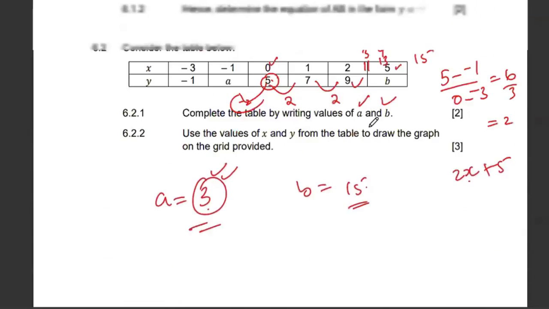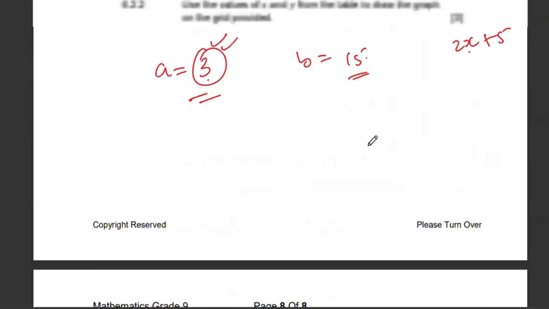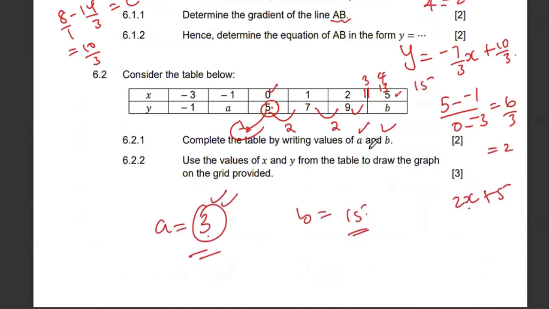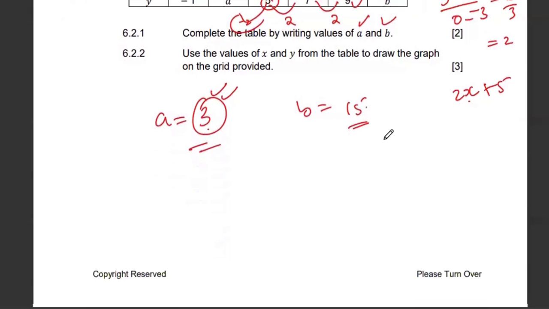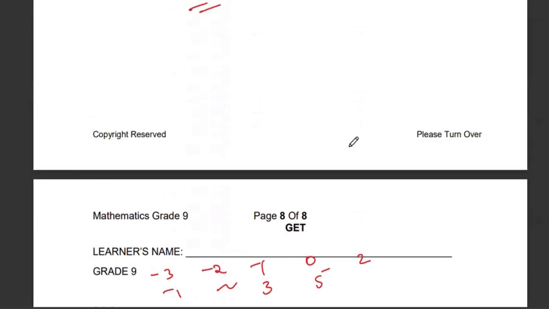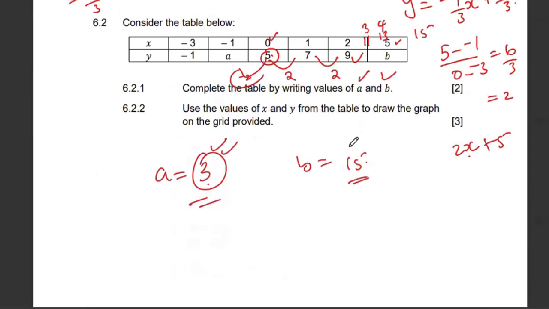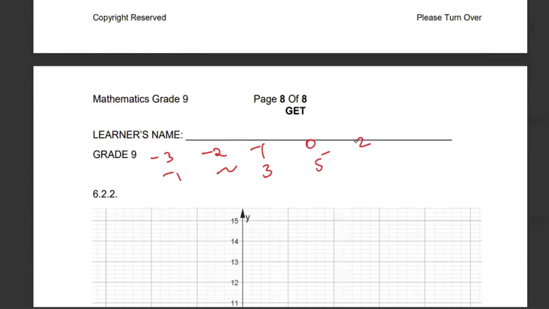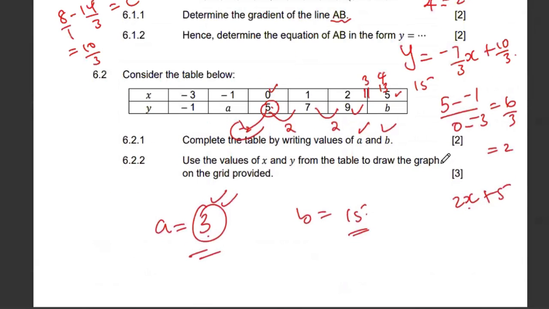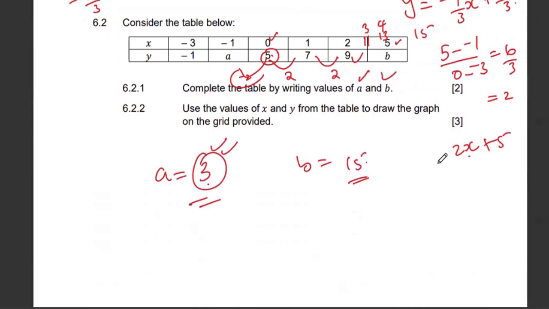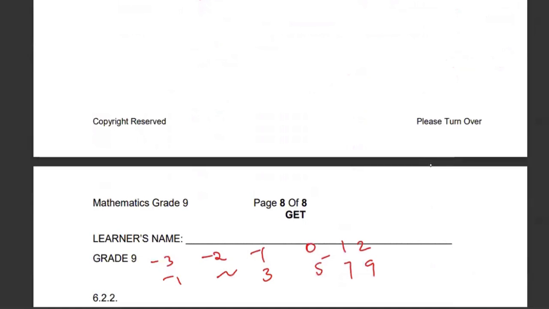Then use the values to plot the graph on the grid. Okay, so I'll start by writing the ordered pairs. Okay, we have negative 3, negative 1, negative 2. Oh, it's negative 1. Negative 1, we said, is 3. 0 is with a 5. 2 is going to go with a 9. 1 is with a 7. And then 5 is 15.